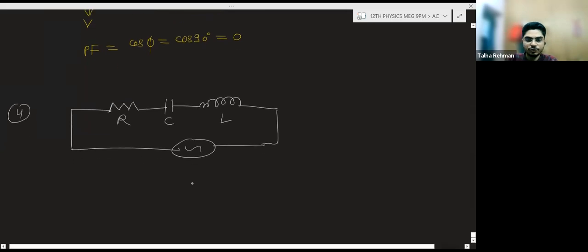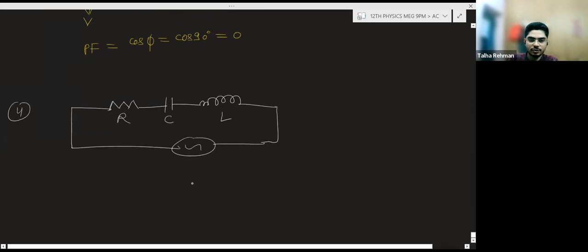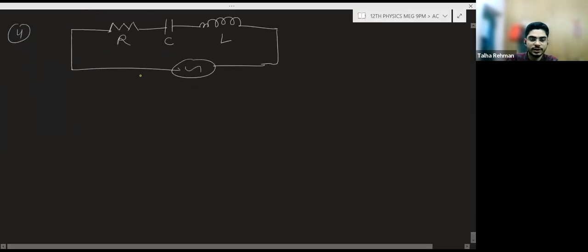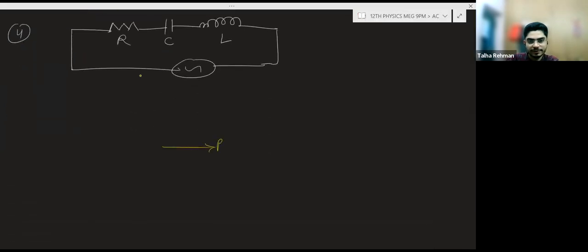So we know how to draw the phasor diagram. How to draw the phasor diagram? Phasor diagram is very, very important. How to draw the phasor diagram? So resistance will be like this.